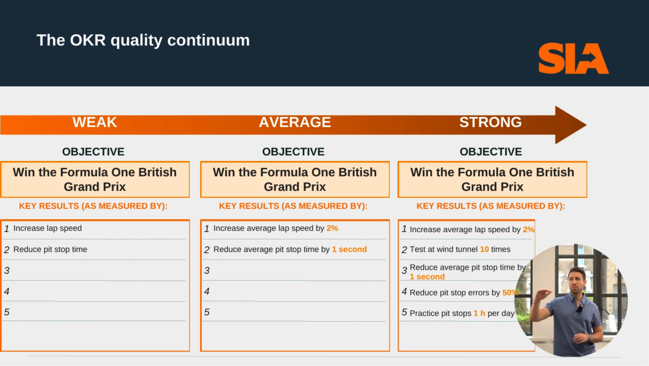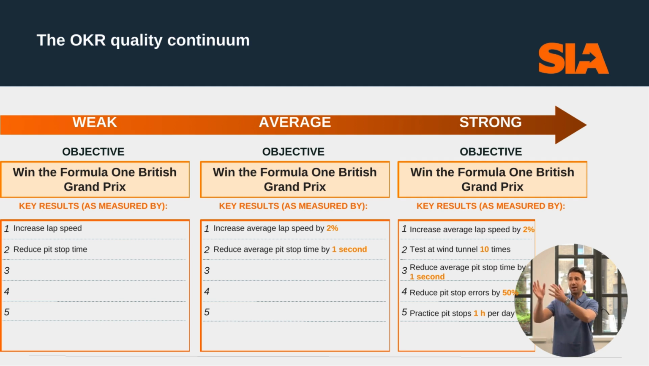So weak examples of the key results that sit within that would be increased lap speed and reduced pit stop time. And the reason this is a weak example is because what does increased lap speed really mean? By how much? In which sectors? Reduced pit stop time, again, by how much? By half a second, by a second, by 10 seconds? It doesn't give much information.